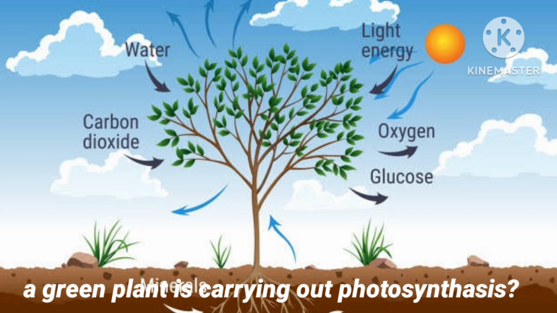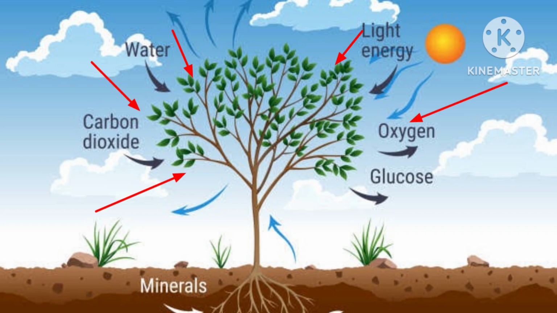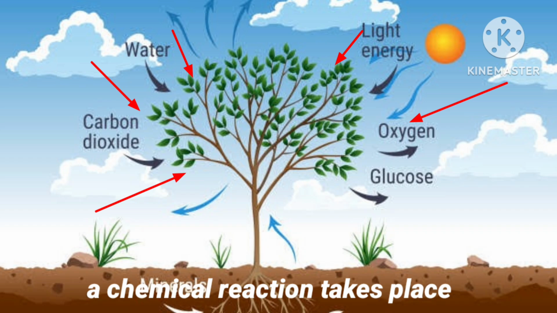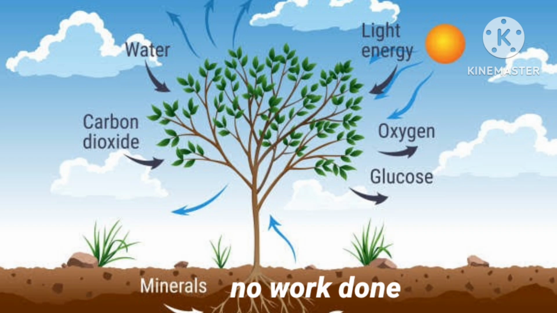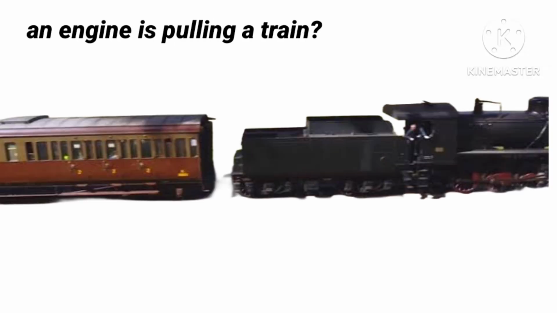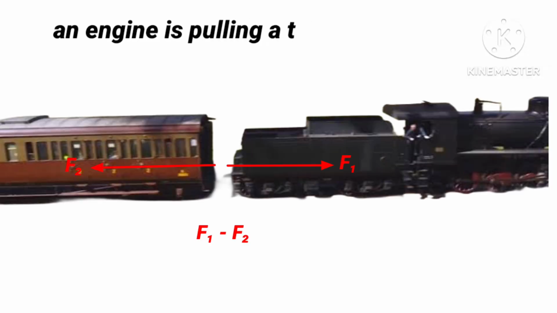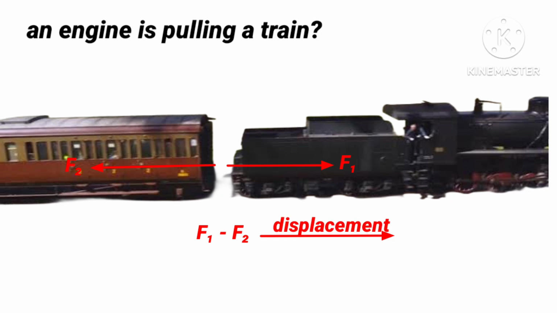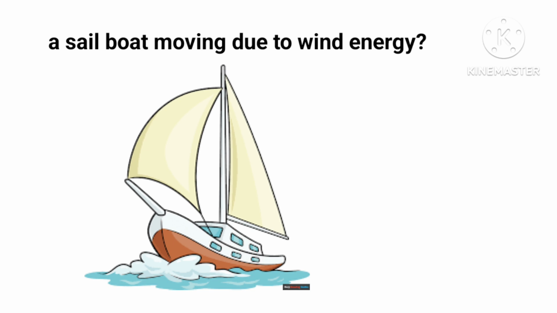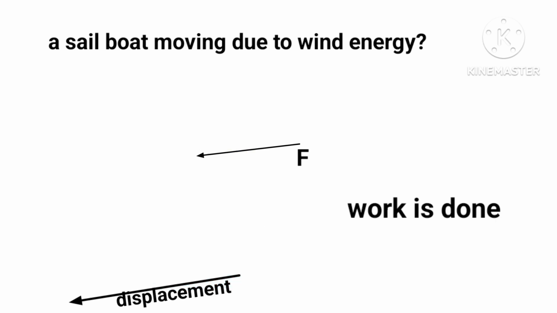A green plant is carrying out photosynthesis. When sunlight falls on a leaf of a tree, a chemical reaction takes place without any displacement, hence no work is done. An engine is pulling a train. A force is applied to pull the train. This results in a forward displacement, hence work is done. A sailboat is moving due to wind energy. Wind energy applies a force on the sailboat to displace the boat in the forward direction. Hence, work is done by the wind on the boat.